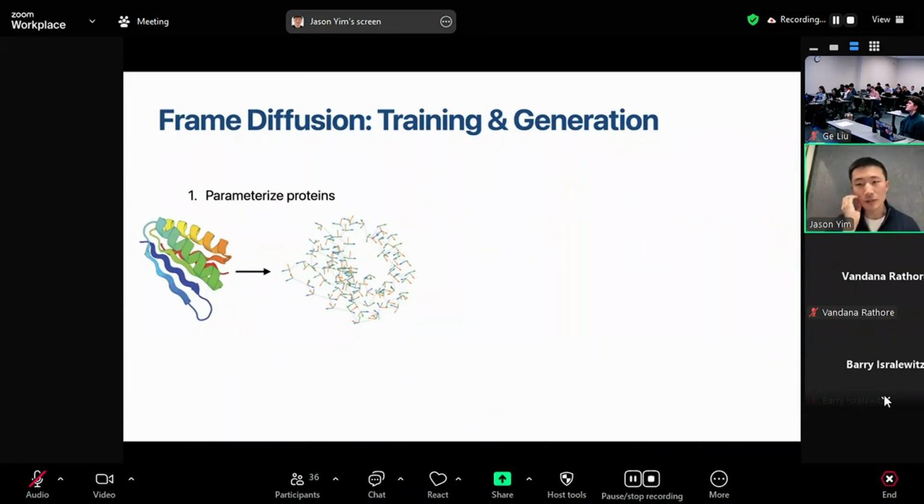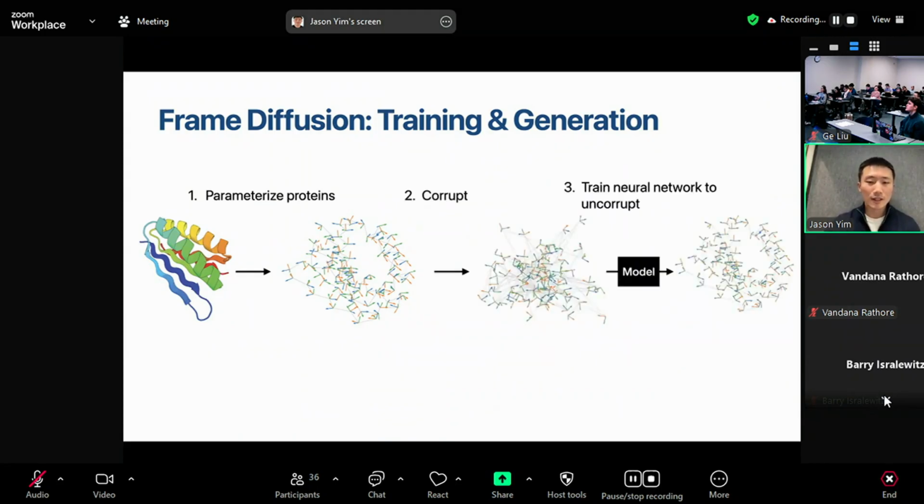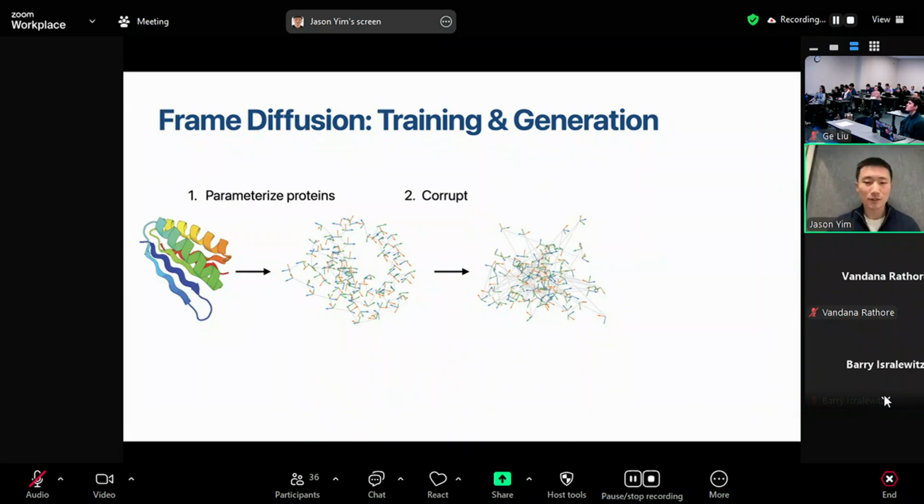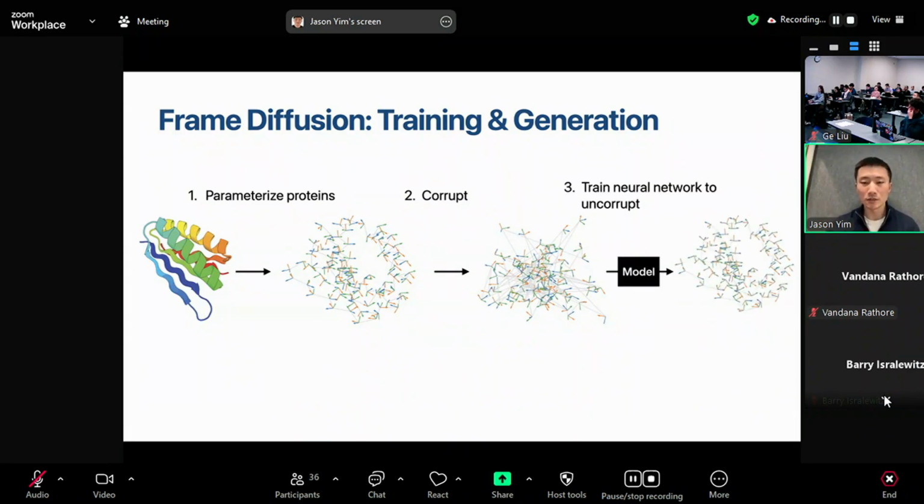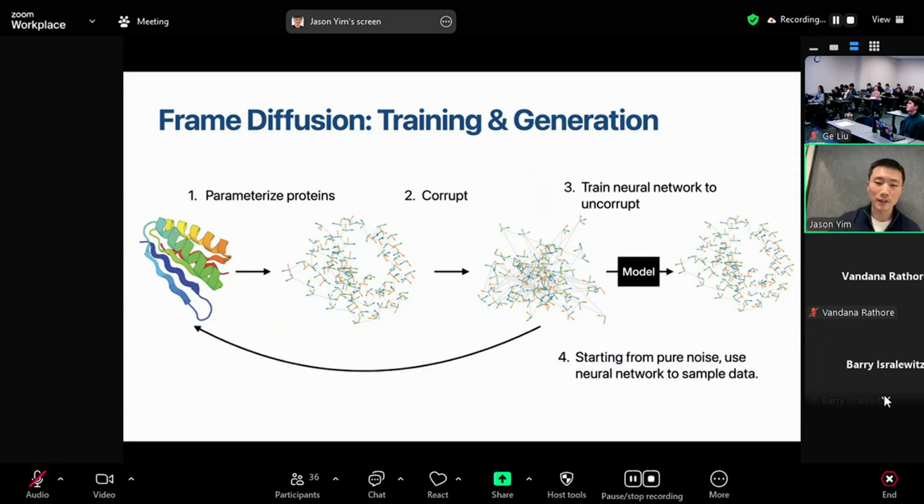Now that we've gone over how the diffusion more or less works, training and generation work very similarly to how you would do it for images. First, you would take a protein structure out of the PDB, and then you would construct the frames out of it. So this frame corresponds to this protein structure in 3D. Then you would add noise, as we just discussed, and you train the neural network to uncorrupt it, to get back to what the original structure was. And if you can do this very successfully, then you can start from pure noise and use neural networks to sample new protein structures.